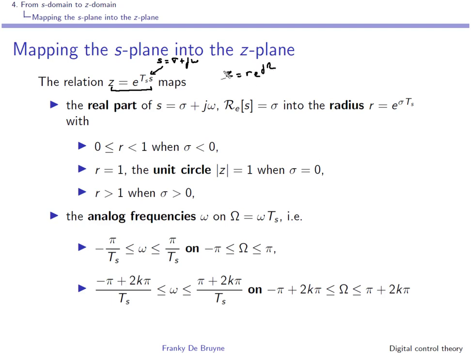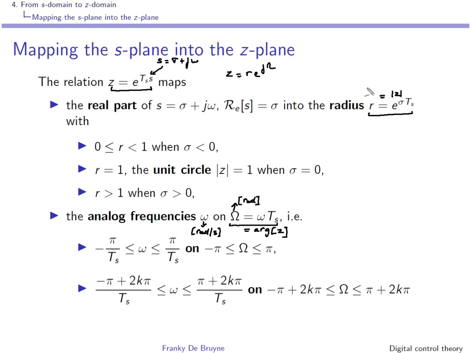exponential of j omega. So it's a complex variable in polar form, where r is the radius and it's defined like so. It depends on the sampling period and on the damping coefficient sigma, and the discrete frequency omega is linked to the analog frequency omega times ts. So omega has units radians per second. This means that the discrete frequency will have units radians, radians per second times second. See also here that r is equal to the modulus of z, and that omega is equal to the argument of z.